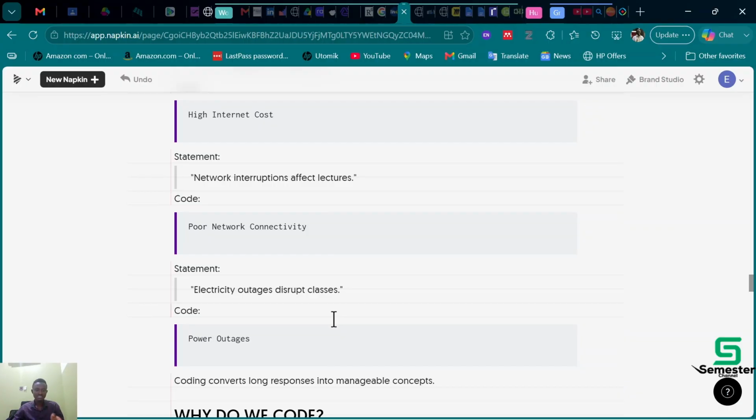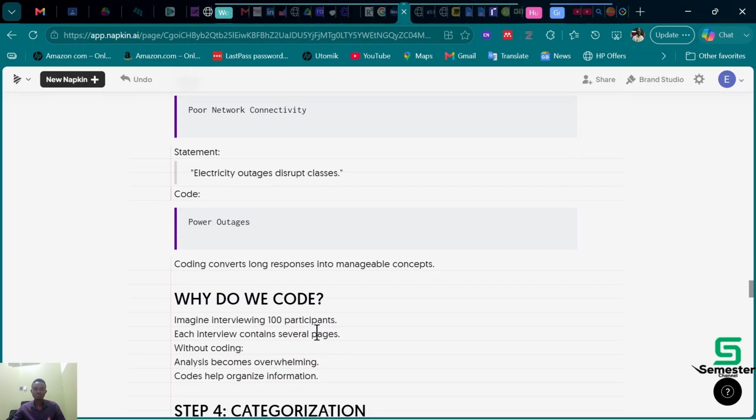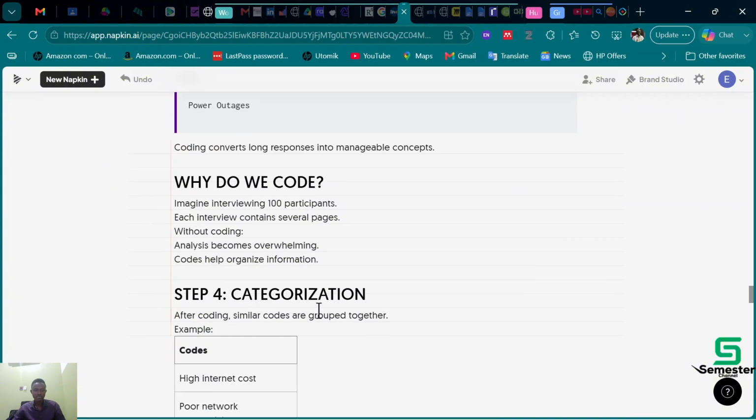Another statement like electricity outages disrupting classes, that is a power outage issue. So anything that falls within this class, you code it as power outages, so that you can manage them into concepts. So why do we code? We code because it helps us to organize our information. The information you have, there are different responses, but you realize they are almost always saying the same thing or driving at the same thing. So you code and you group all of them together.